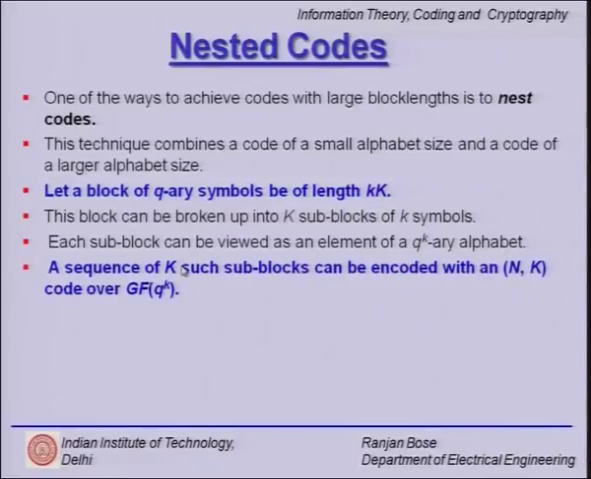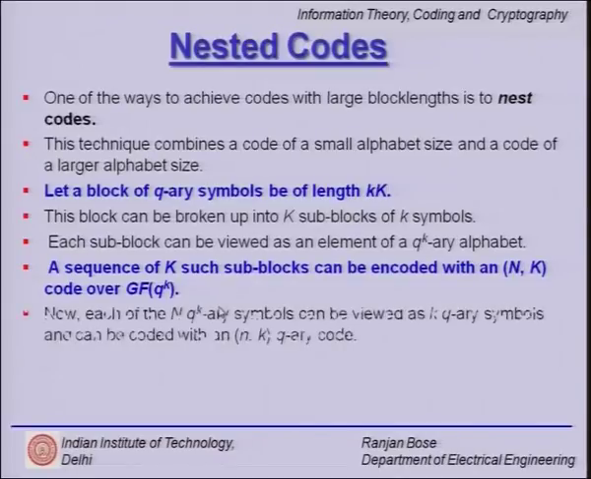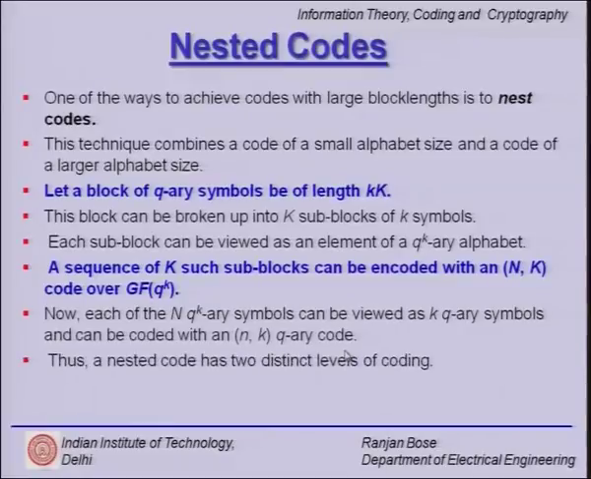So, a sequence of capital K such subblocks can be further encoded with a capital N, capital K code over GF(q^k). So, we are doing a two-step process. Now, each of the q^k symbols can be viewed as k q-ary symbols that can be encoded with an n, k q-ary code. So, therefore, you are nesting it. The nested code has two distinct levels of coding. So, it is coding over coding.